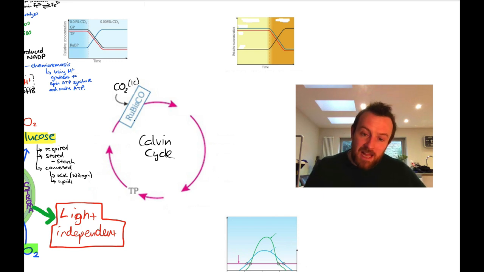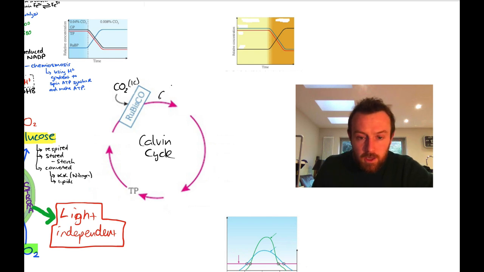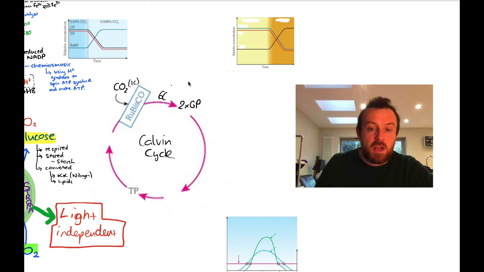Now, Rubisco is an enzyme that catalyzes the formation of, very briefly, a six carbon intermediate, but then it quickly breaks down into two times GP. Now, GP is a three carbon molecule.